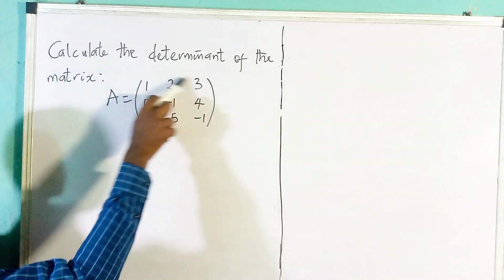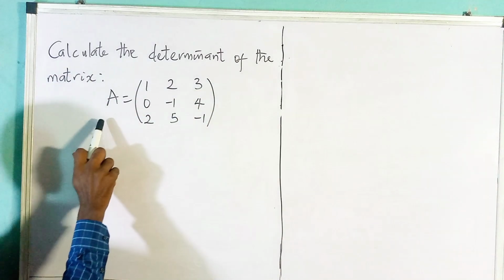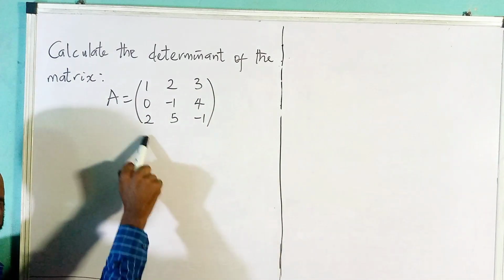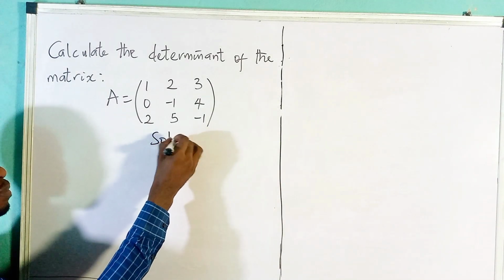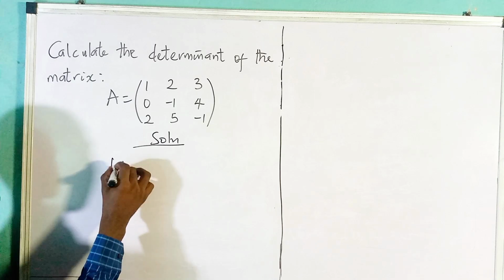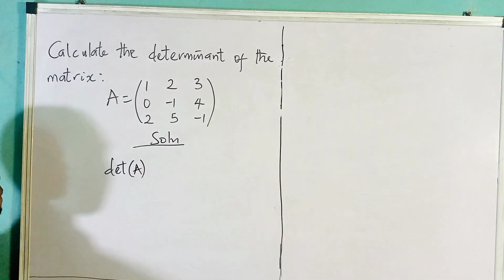Today's question says calculate the determinant of the matrix A, a 3 by 3 matrix. Now, the determinant of this matrix A, how do we find the determinant?